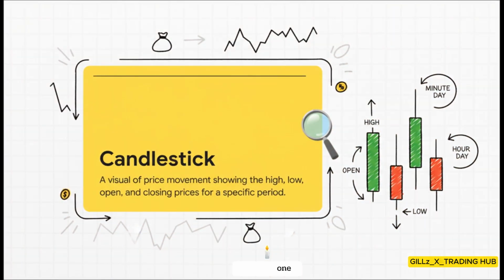So, every single one of these little candles, and it doesn't matter if it represents a day, an hour, or even just a minute, it gives you 4 key pieces of intel. The price where things opened, the absolute highest point it reached, the lowest it touched, and, of course, where it finally closed. Think of it like a complete snapshot of that period's battle.